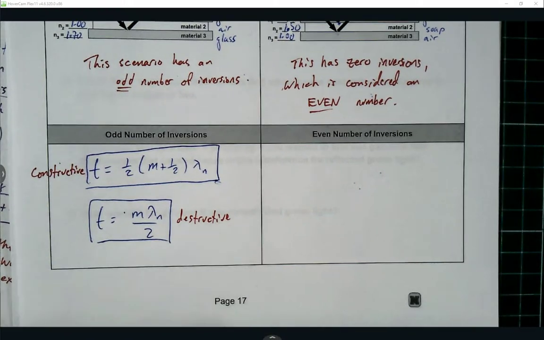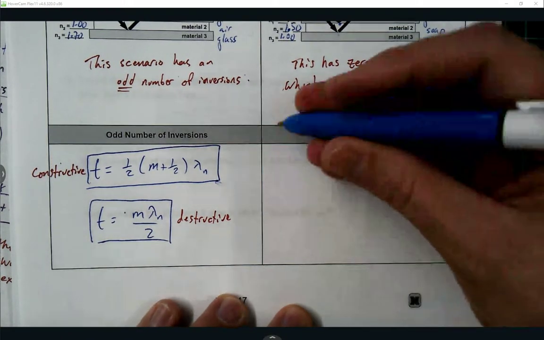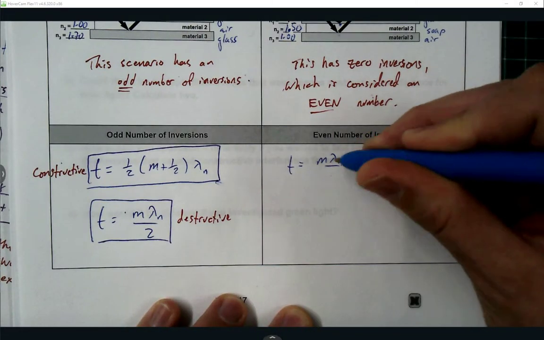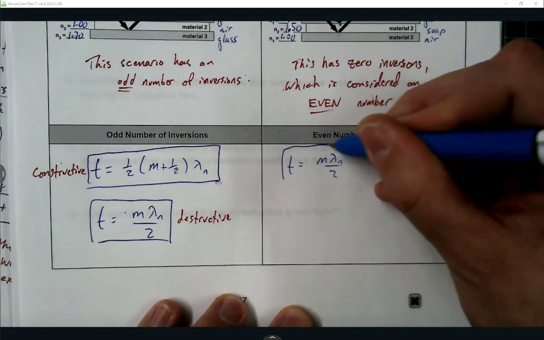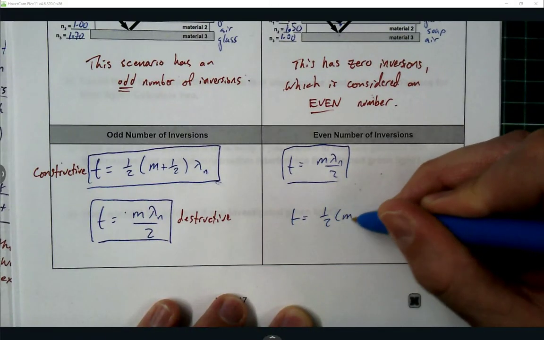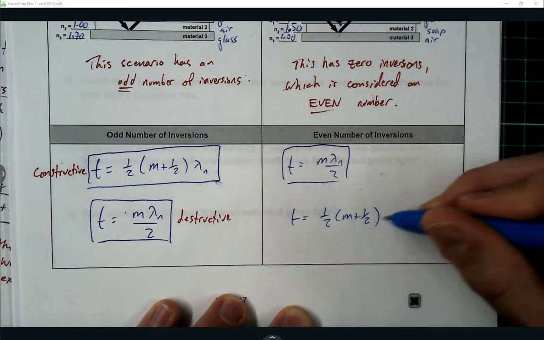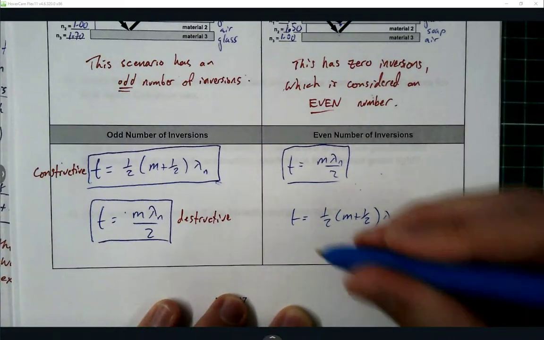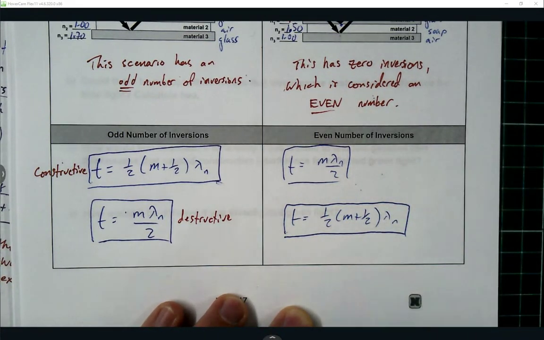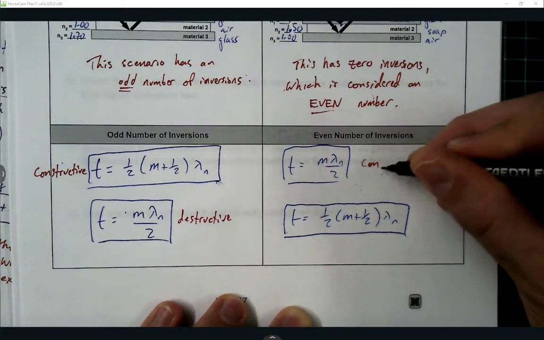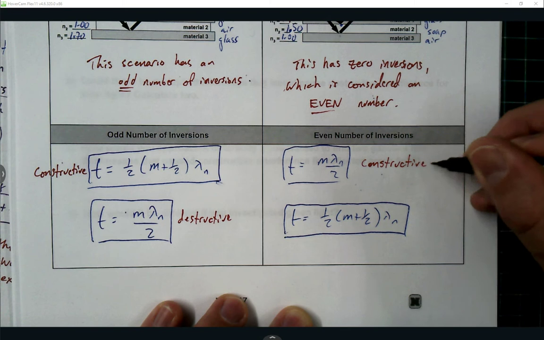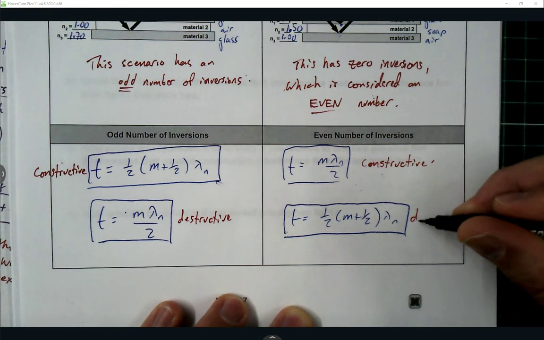And of course, that just switches. We end up saying t is equal to m lambda sub n over 2, and t is equal to (m plus 1/2) lambda sub n. This ends up being the constructive equation for the thickness when there's an even number of inversions, and this ends up being the destructive equation for an even number of inversions scenario.